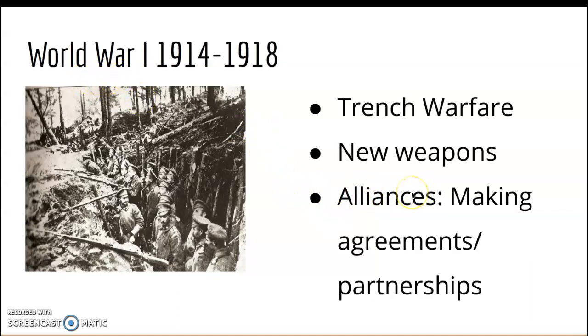Alliances also made it a world war. So basically, a neighboring country would say, hey, if you're going to fight, I'll fight with you. Well, if you're going to fight, I'll fight with you too. So then all of these countries, because they made partnerships or agreements, would help each other fight.